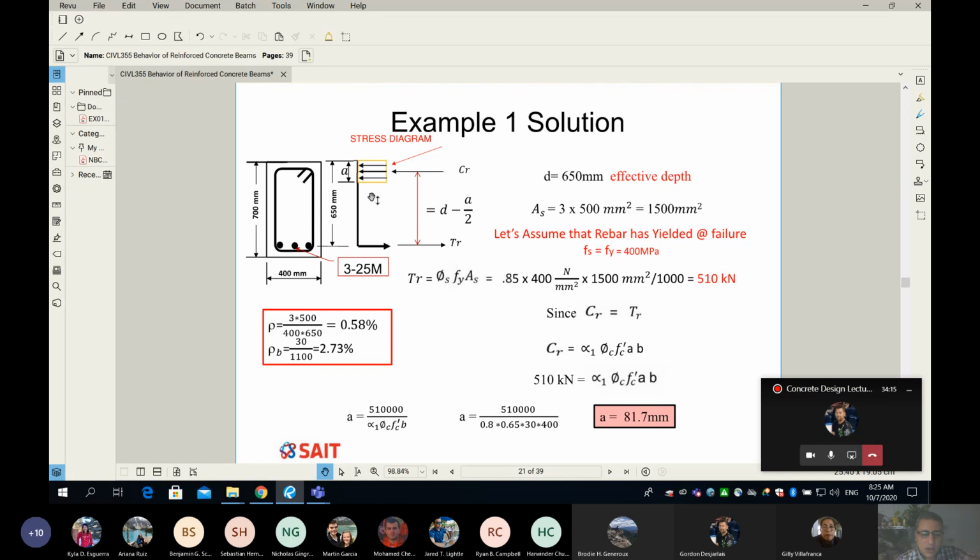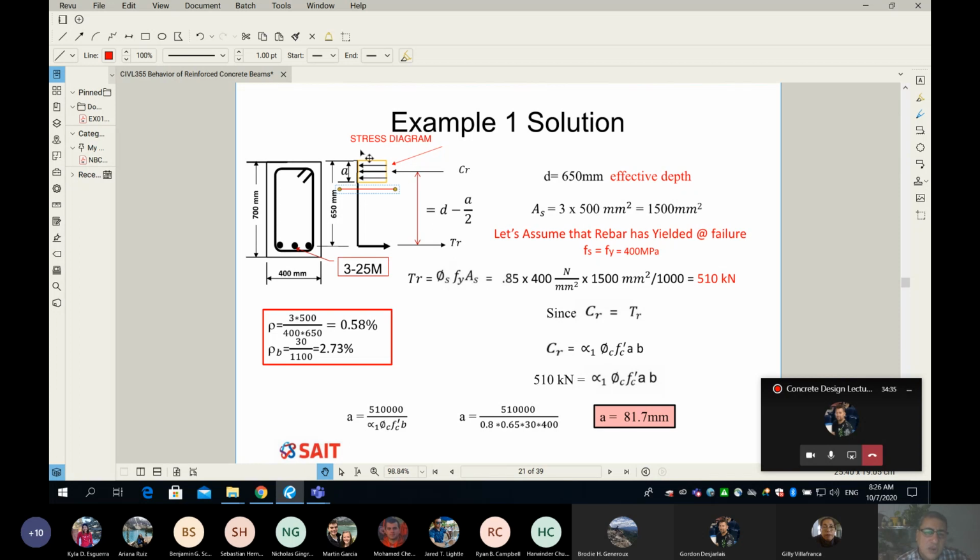Guys, listen. The neutral axis is not shown here. The actual neutral axis is somewhere here, and it is simply a distance c, little c, from the top fibers. It's not shown here. However, I'm showing only a, which is the depth of the equivalent compression block.